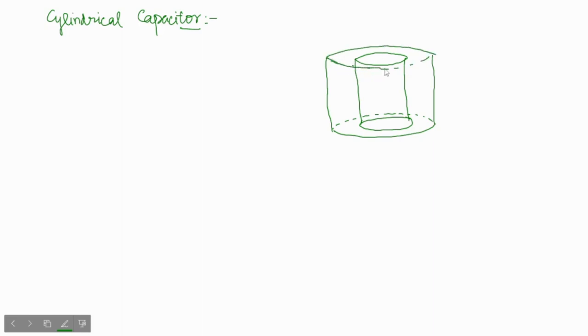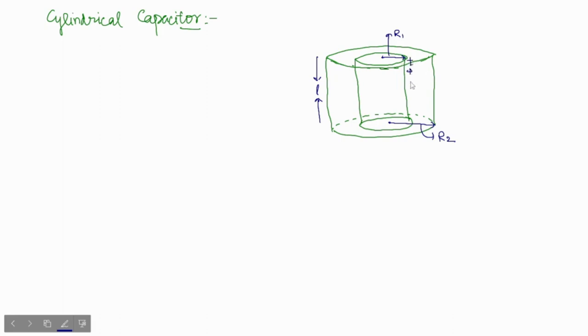Something like, right, the radius of the inner cylinder, let's say this radius is r1, for the outer one this radius is r2, right? And the length of our cylinder is L, right? Now the inner cylinder, let's say this, we have given it a charge q.